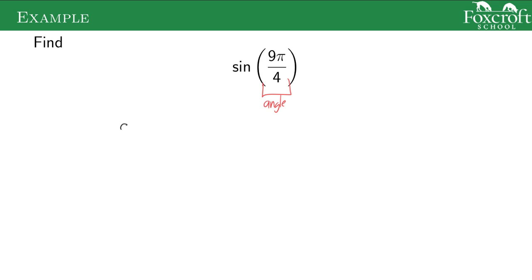This is what we learned in the previous learning objective. I can take 9 pi over 4 and subtract 2 pi from it. I multiply the top and bottom of 2 pi by 4 to get 8 pi over 4. And that gives me pi over 4. So sine of 9 pi over 4: 9 pi over 4 and pi over 4 are co-terminal angles, so their sines are going to be the same.